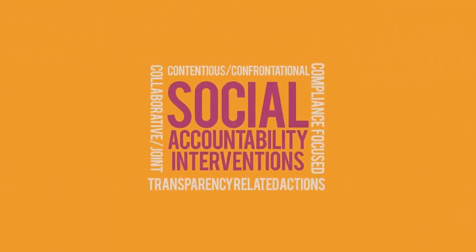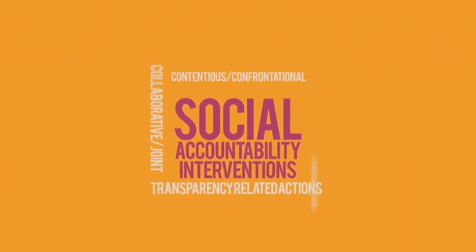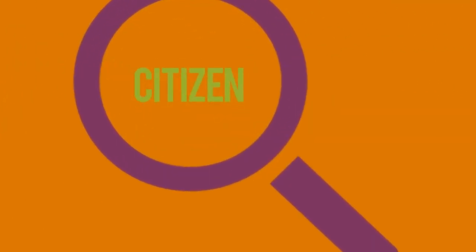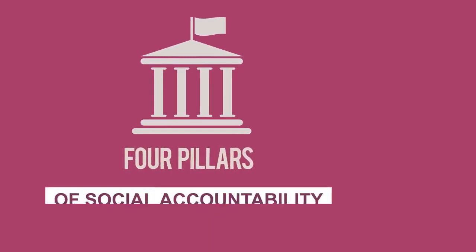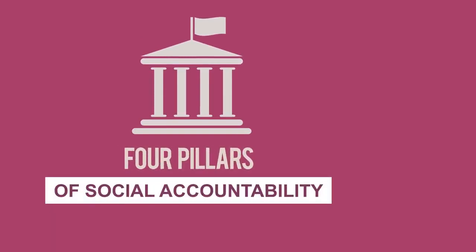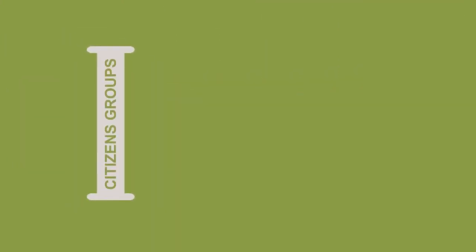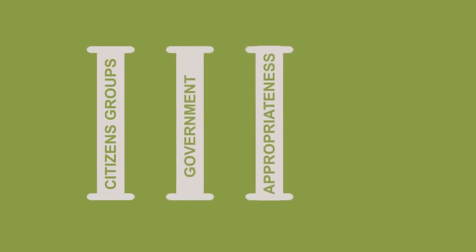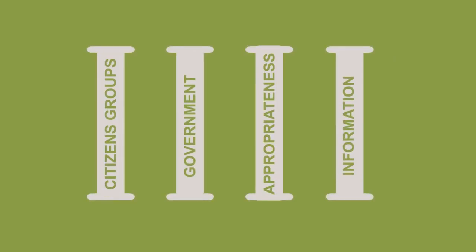There are many types of social accountability interventions, but the most common ones include service delivery, poverty reduction, and public resource management approaches. These approaches have the citizen as the primary interest group. For social accountability interventions to succeed, there are multiple pillars, known as the 4 pillars of social accountability, that need to be met for the citizen-driven accountability to thrive. These include organized and capable citizen groups, responsive government, contextual and cultural appropriateness, and access to information.